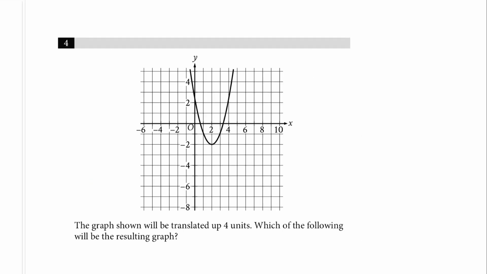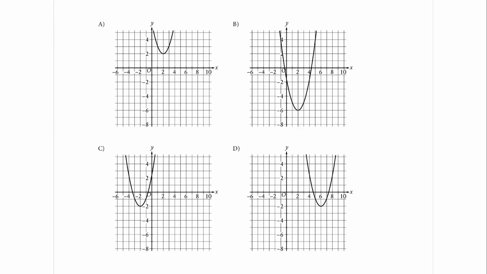The graph shown will be translated up 4 units. Which of the following will be the resulting graph? If we're taking the entire graph but shifting it up 4 units, we're going to be looking at a vertex of (2, 2). And then let's do one more point if we can find one, maybe here. We're going to go up 4 units, 1, 2, 3, 4, and that's going to be at (3, 3). So now let's look at our options. The only one that's in the correct position is going to be option A.